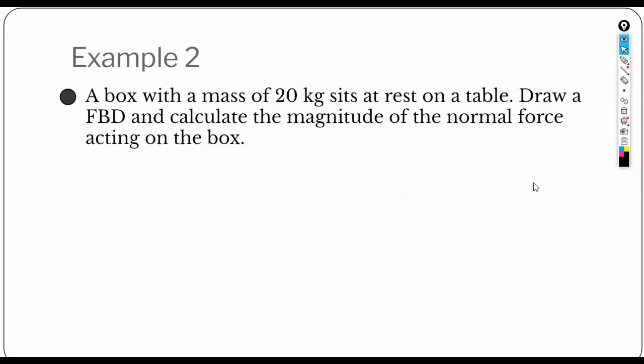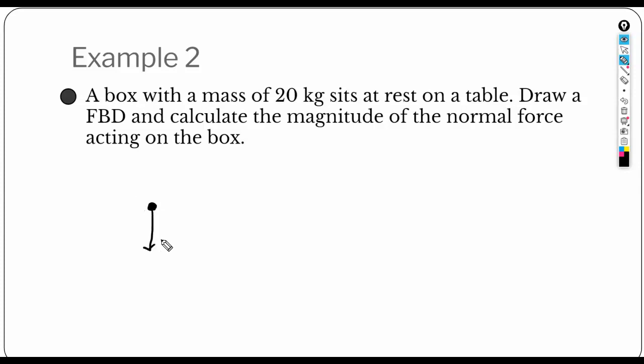Okay, so with that in mind, let's do a simple example. A box with a mass of 20 kilograms sits at rest on a table. Draw an FBD and calculate the magnitude of the normal force acting on the box. So the first step you're always going to do is draw a free body diagram. Don't even look at the question, just draw a free body diagram. We have a box at rest on a table.